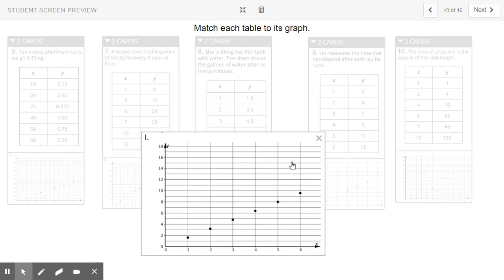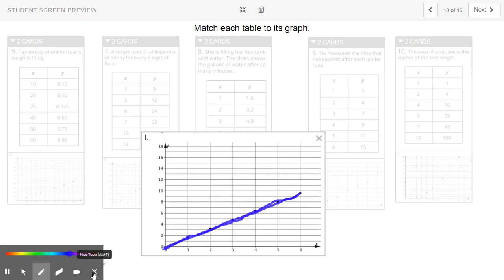Let's check this guy out. This is also proportional based on our table. So I'm going to connect the dots the best I can. And yeah, it does go through the origin. It is easier when we have line tools and when we use straight edges with paper and pencil. So it starts in the origin and it's linear. It goes in a straight line.